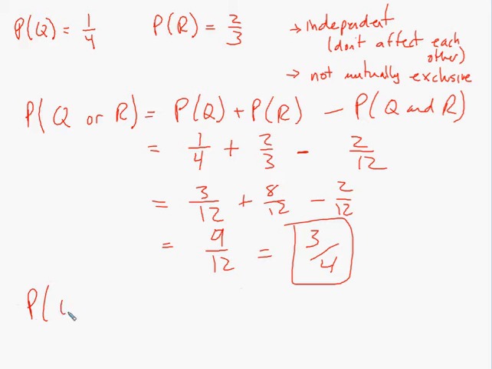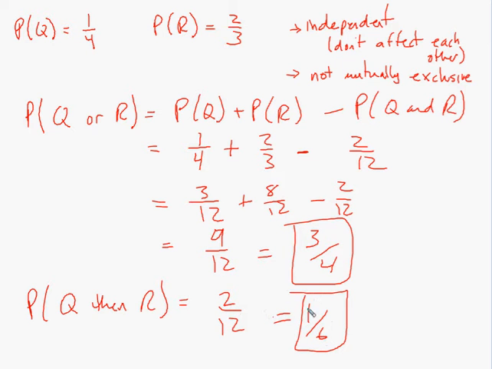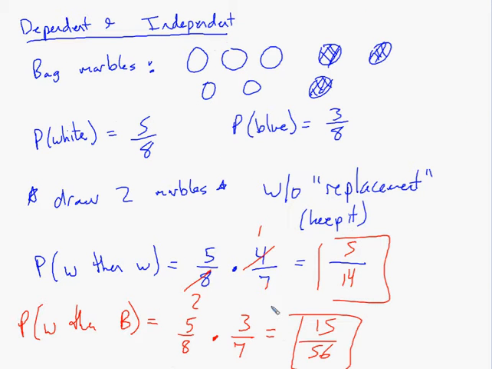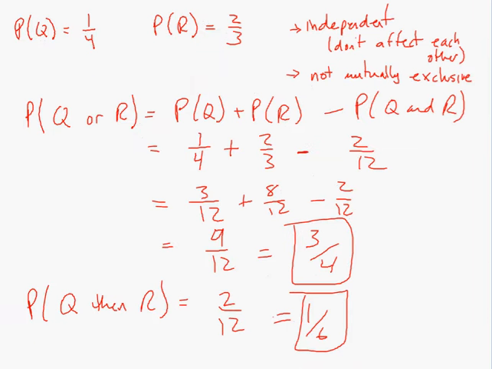What's the probability of Q then R? Well, if they are independent events, then I can just multiply them, and I get 2/12, which is 1/6. What happens if they are dependent? In that case, we have to think like we did over here. Well, then how many are left? They affect each other somehow. Which I'm glad you asked that question, because that brings us to exactly that case.